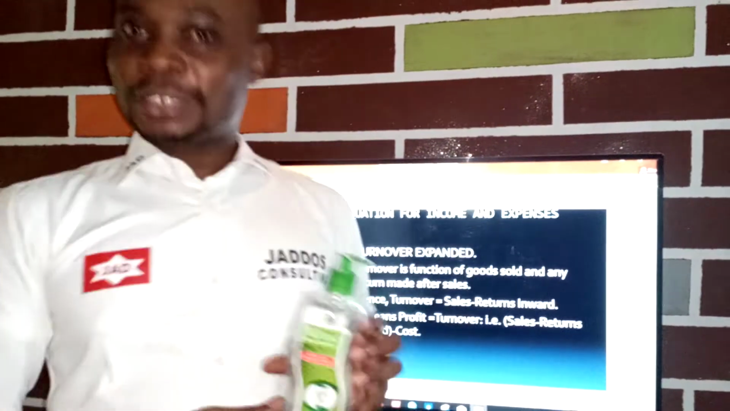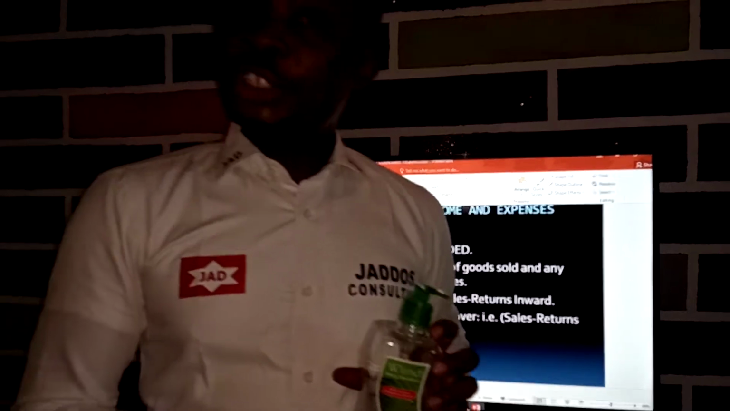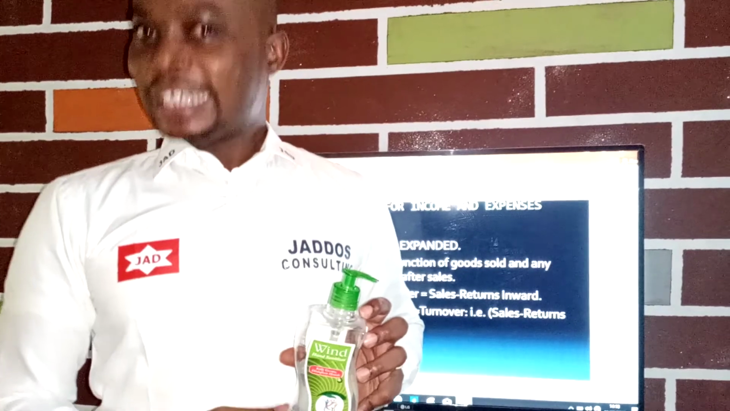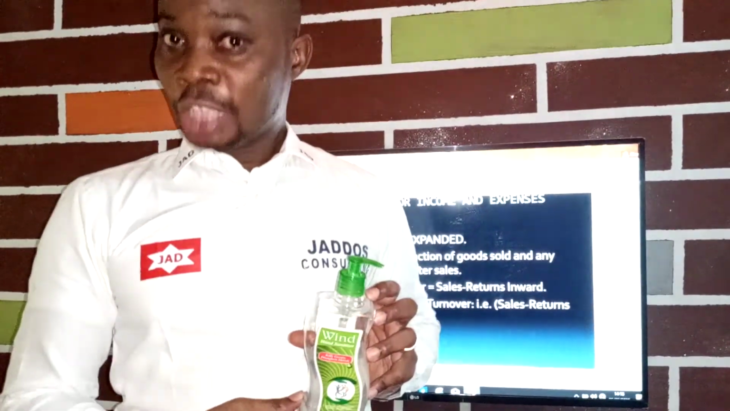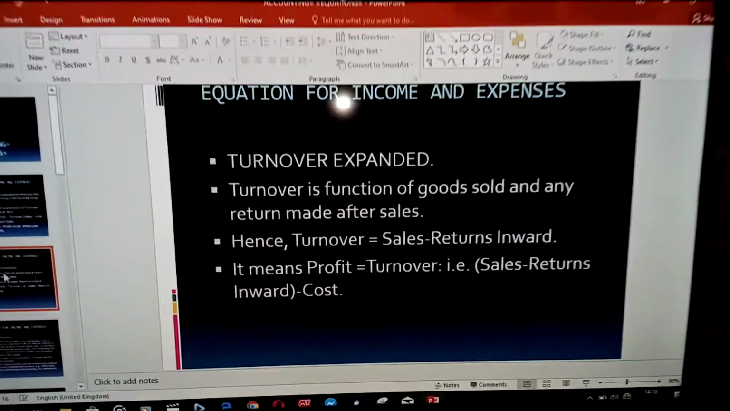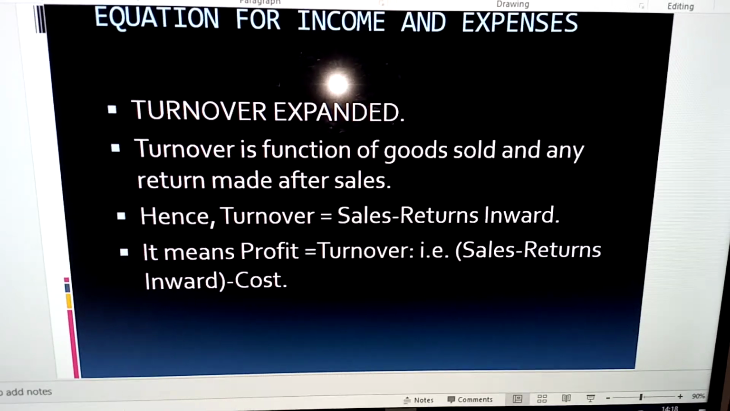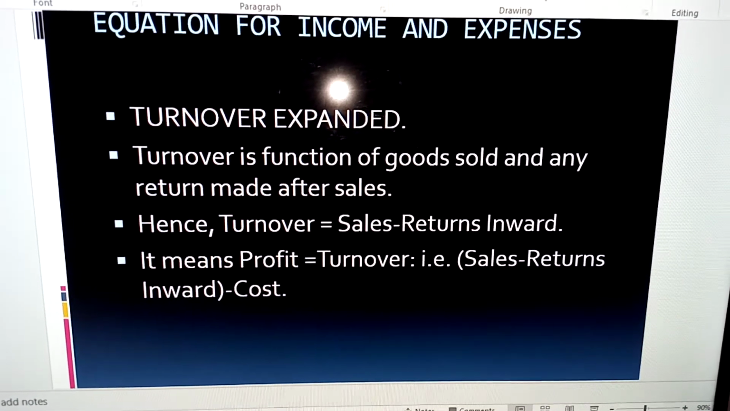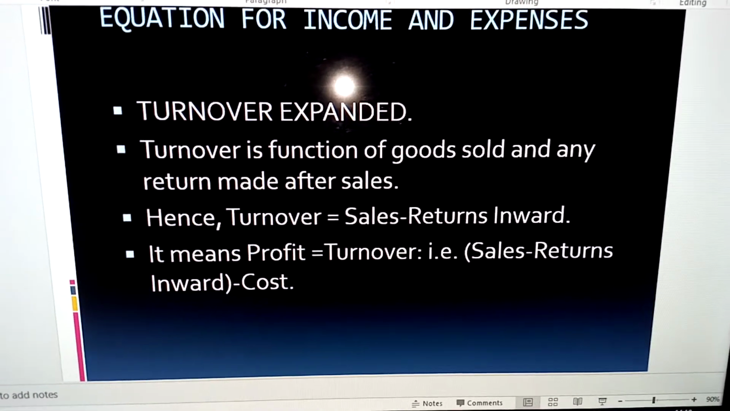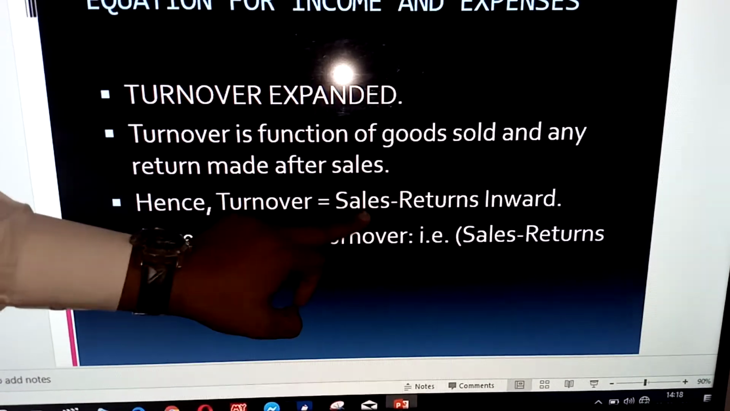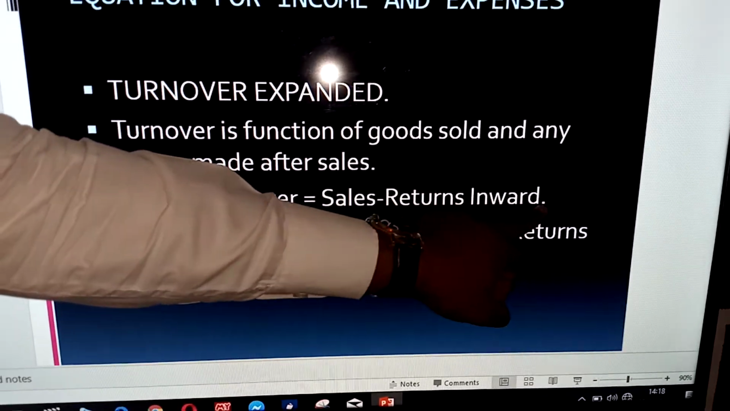Now it is possible that out of the 4 sold, 1 will be returned back to us, thereby reducing the number of units sold to what? 3. Now in accounting terms, that one returned to us is what we call returns inwards. So it means that it's an item that can affect our sales. That is what? Returns what? Inwards. So going back to our equation, we can decide to what? Expand our turnover, since we can have an item affecting sales. So if we are selling, it's possible for us to have returns. So it means that turnover can be expanded to what? Sales minus what? Returns inwards.